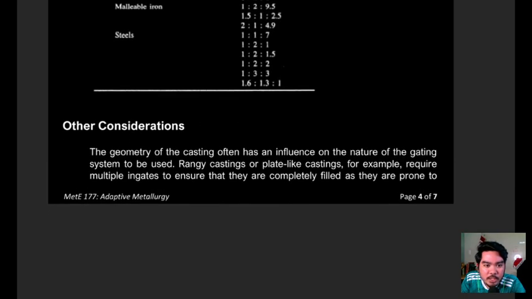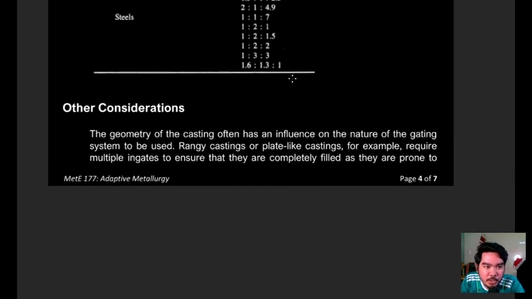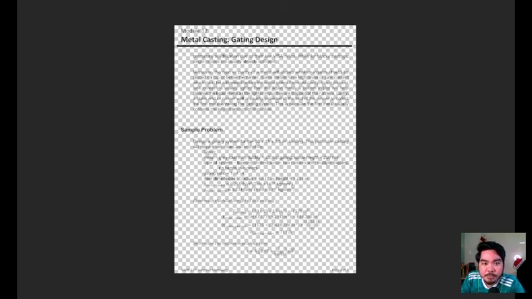So, other considerations for gating design is the geometry. If we have a rangy casting or plate-like casting, rangy means, again, plate-like, we require multiple in-gates to ensure that they are completely filled. But if the casting is blocky, a blocky casting only requires even one in-gate, that is sufficient. Okay?